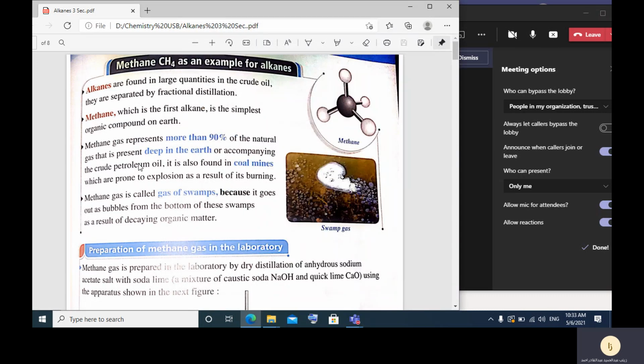Today we will discuss alkene. The first member of alkene is methane. You know that the alkanes general formula is CnH2n+2. What's meant by alkene? Alkanes are aliphatic hydrocarbons.